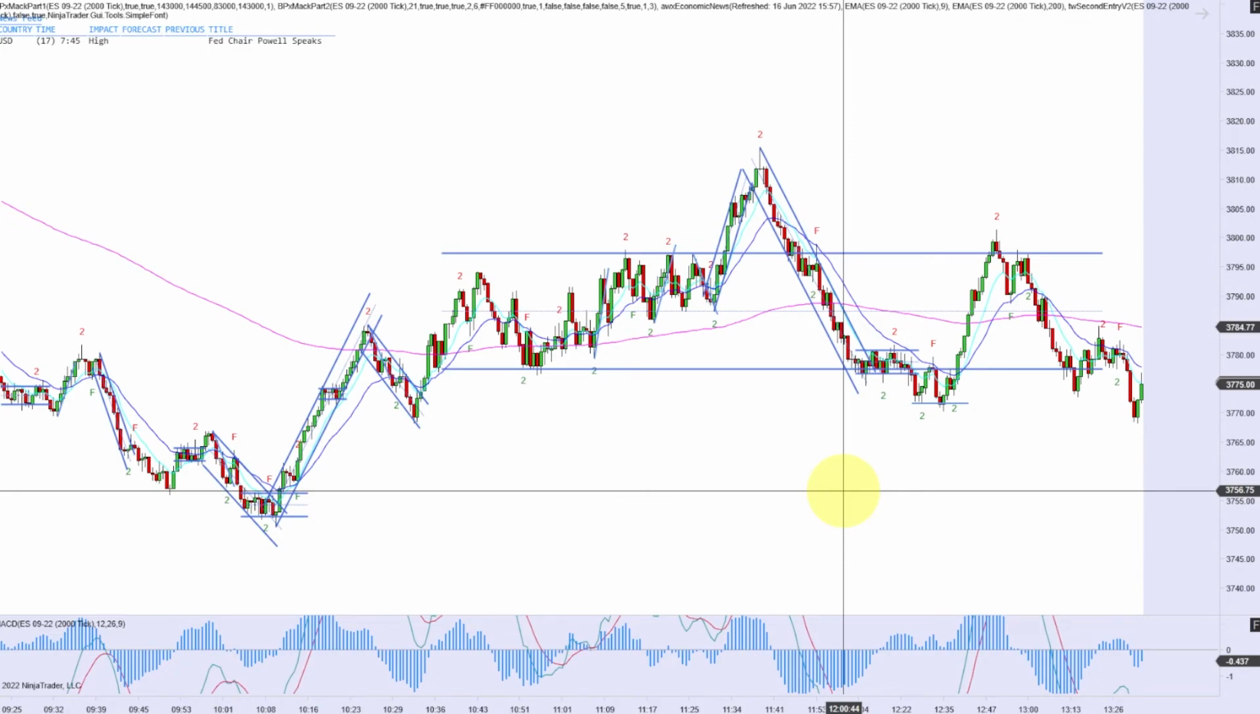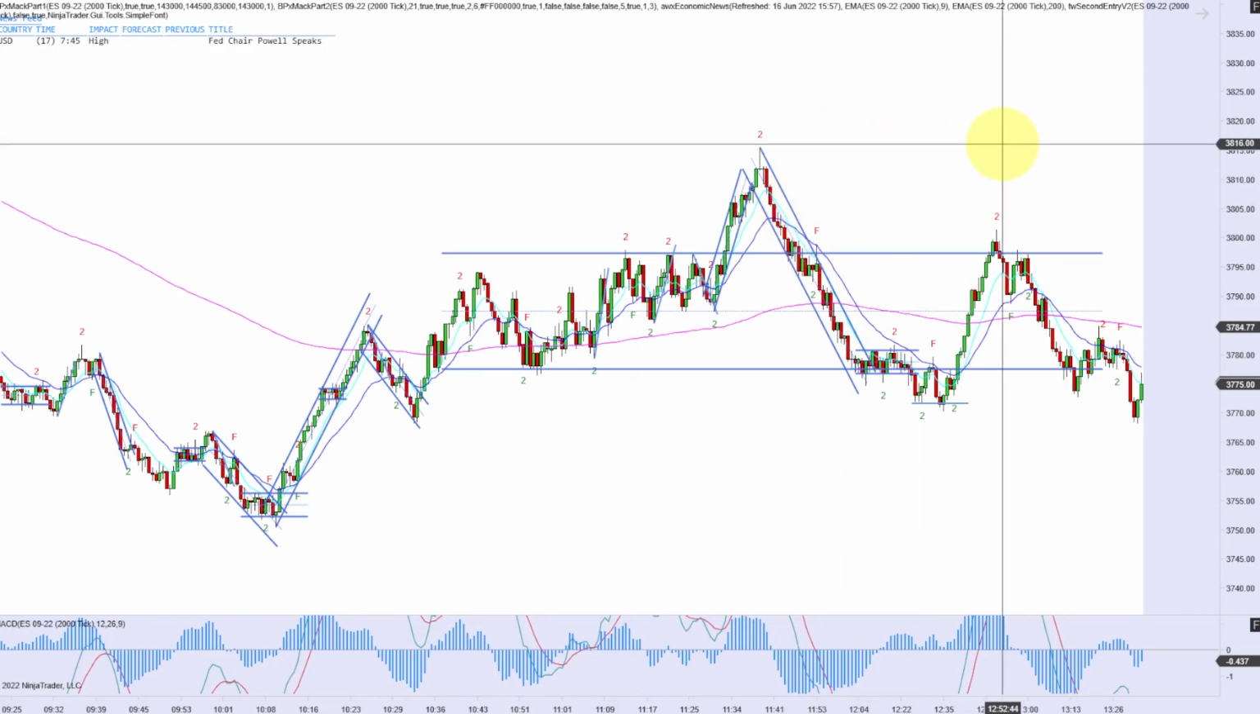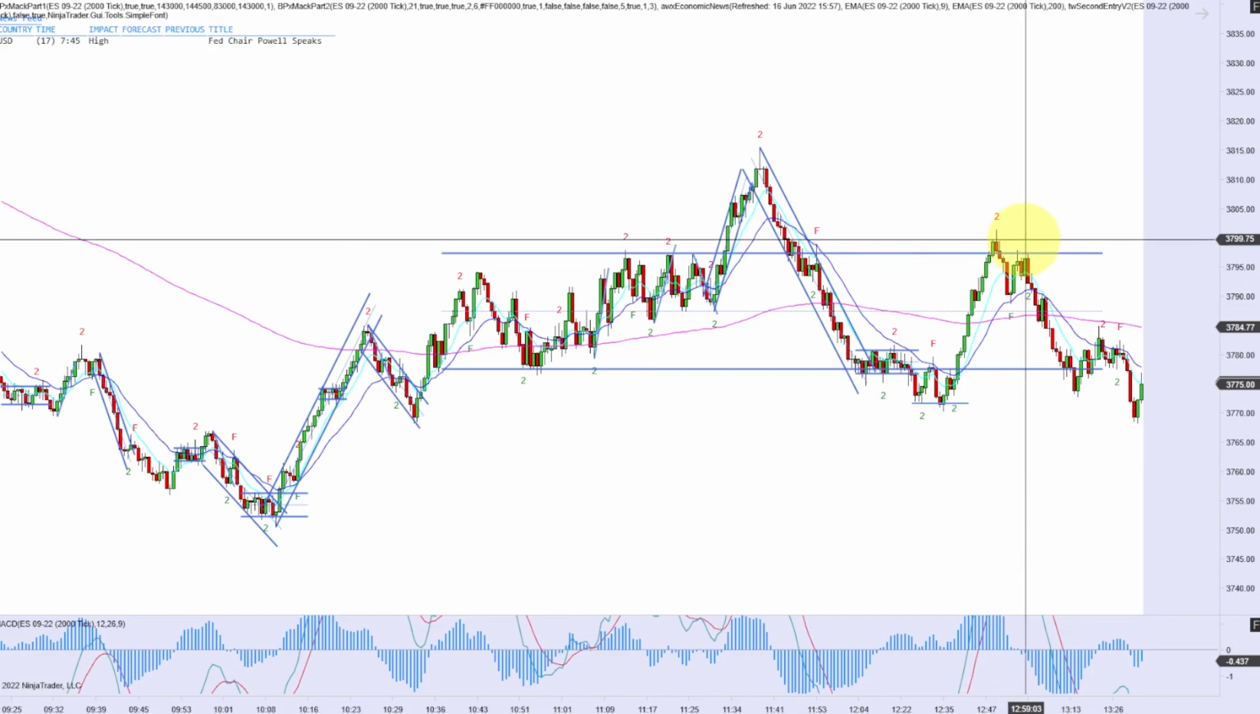We're going to continue building on the foundation that we have right now. And in the next video, we're specifically going to be talking about how to count legs, as that will specifically help us in figuring out where to enter our trades.